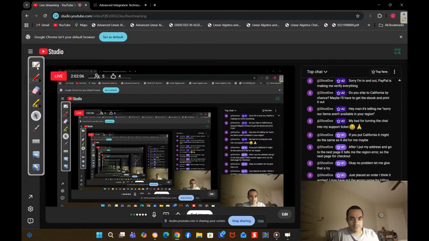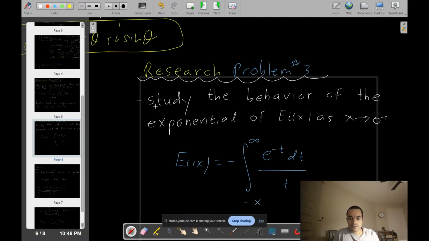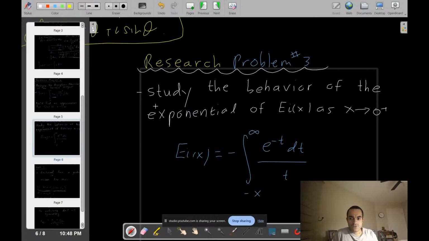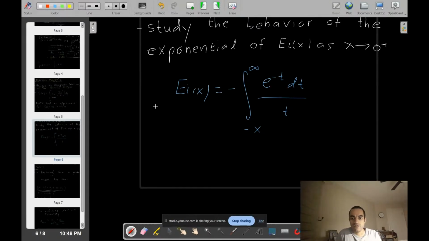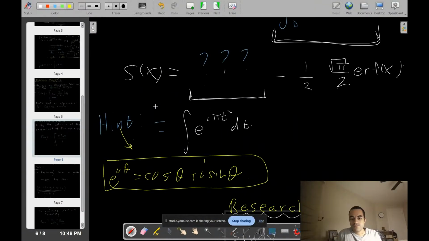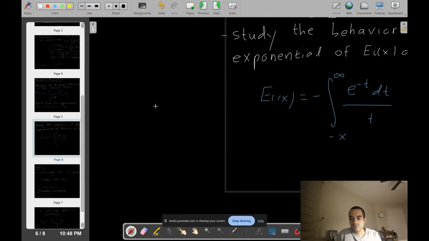All right, guys. Again for homework, research problem number 3: I want you to study the behavior of the exponential integral. Our exponential integral is the integral from minus x to infinity of e to the negative t dt over t. So those are the 3 problems for homework, and that's the 3rd problem.